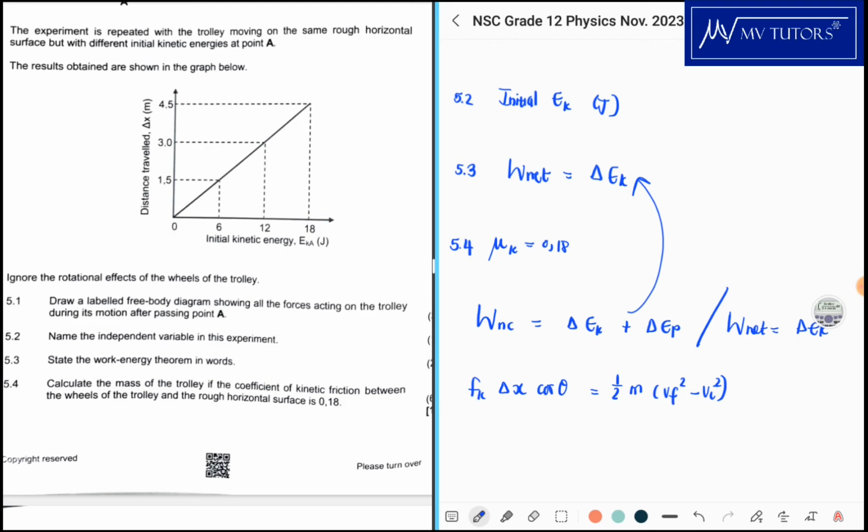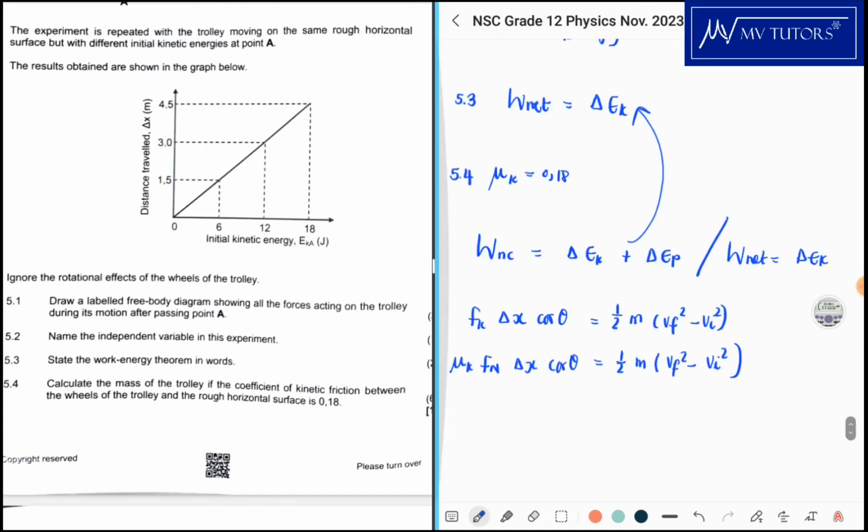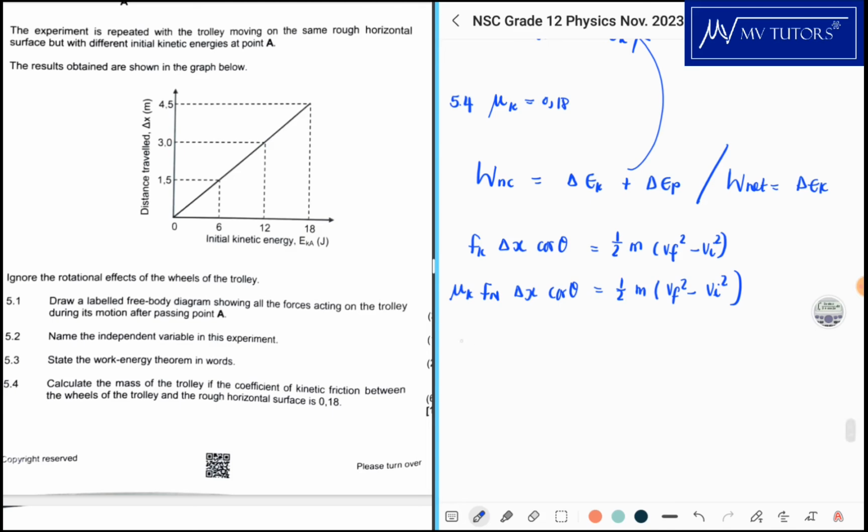Now, the friction force, the formula for it, remember, is mu times the normal force. So we have mu k times the normal force times delta x cos theta equals half m. We're going to fill in the values now. So mu k, they've told us, is 0.18. The normal force is basically going to be the mass times gravitational acceleration, and we don't know what the mass is. That's what we're looking for. So mass times gravitational acceleration, and then delta x.